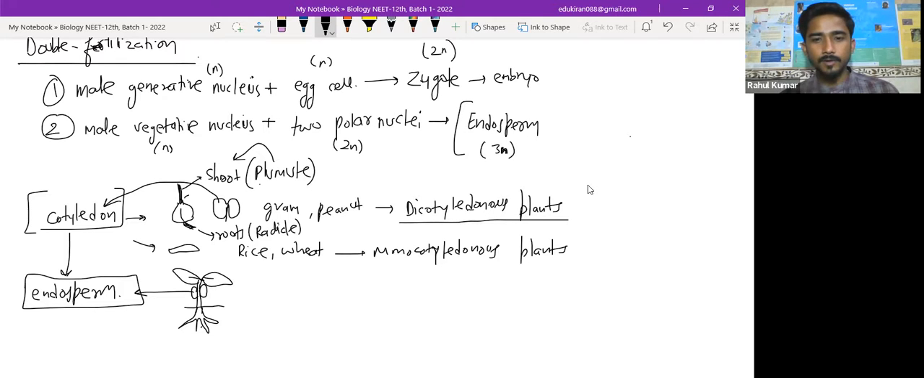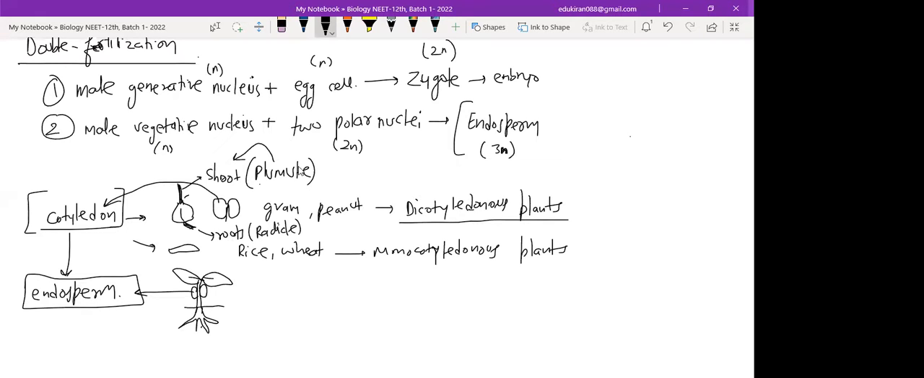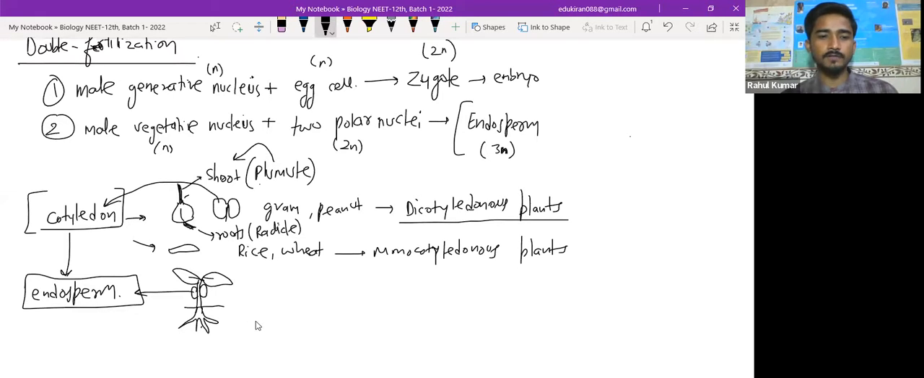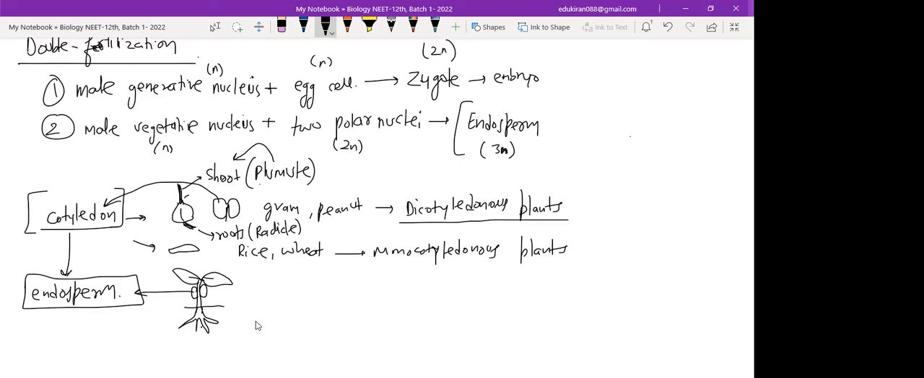Cotyledon, radicle, plumule. Basically this part. Can you see the board? Is it clear to you? Yes. Just explain this last part. What did we discuss? What did we learn? The plumule grows up to become the shoot, and the radicle grows down to become the root.